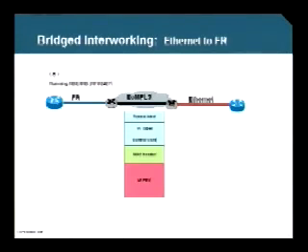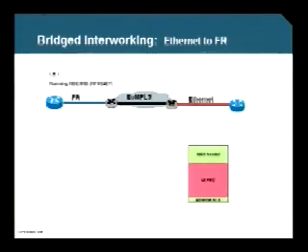Now once the PE2 receives it, it just works as a normal Ethernet over MPLS pseudowire, where you remove the demultiplexer headers and send it across the Ethernet. This way you achieve a point-to-point VPWS Ethernet service from this CE all the way over here, irrespective of the fact we have frame relay here. So this is bridge interworking.